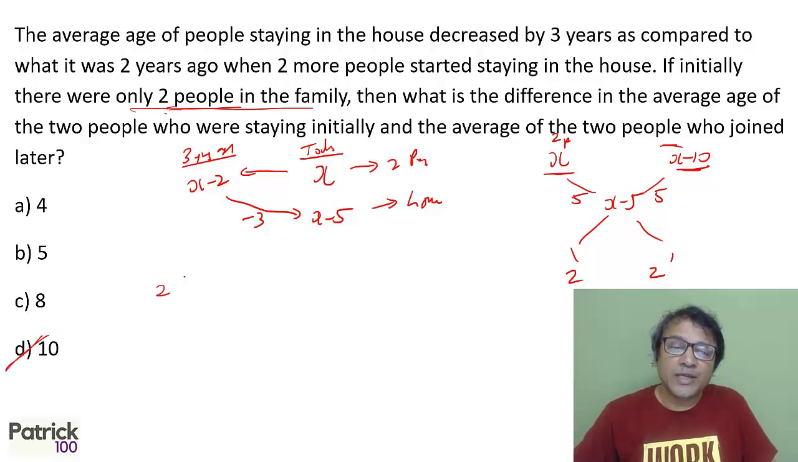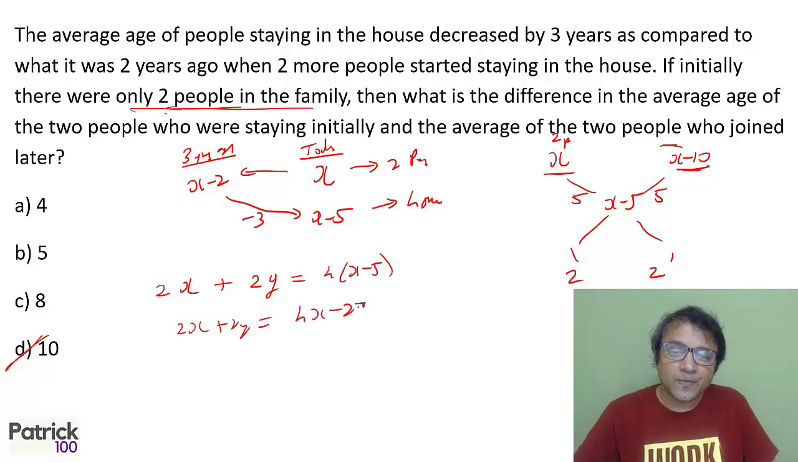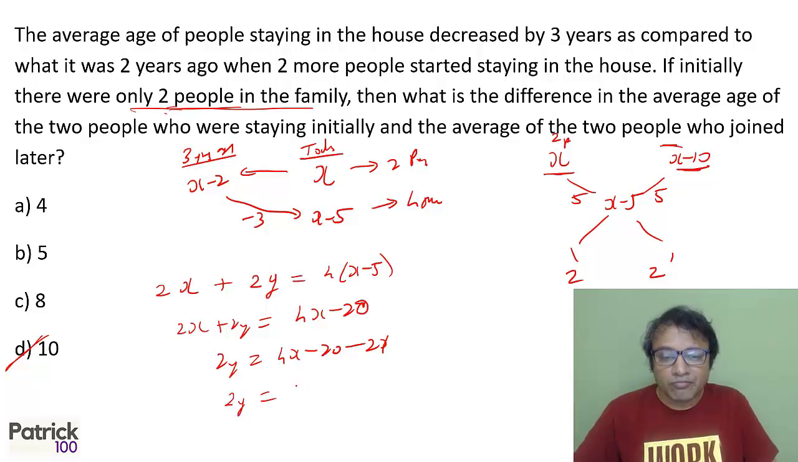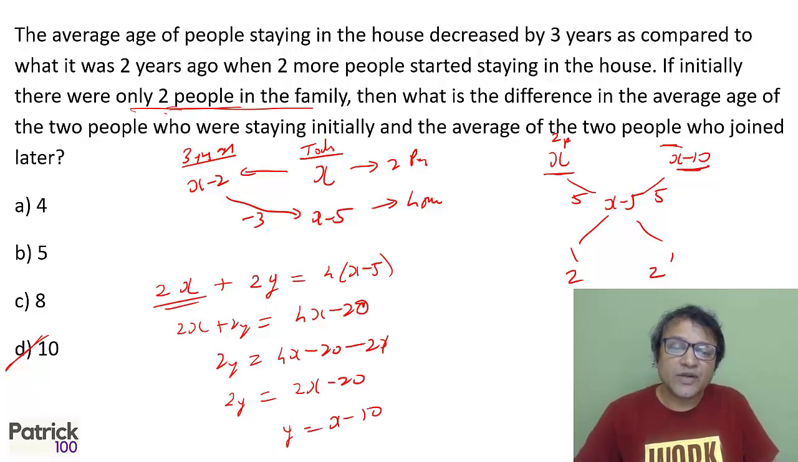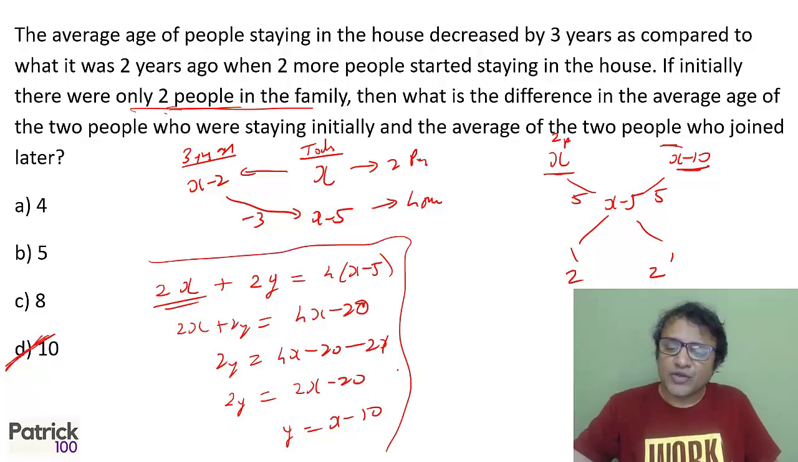Or you can say 2 people with the average of X plus 2 new people, we don't know the average, let's say Y. The overall average becomes 4 into X minus 5 total. This also you can solve. 2X plus 2Y equal to 4X minus 20, or 2Y equal to 4X minus 20 minus 2X, or 2Y equal to 2X minus 20. So the new average Y is equal to X minus 10. Old average is X, so the difference in average is 10. You can solve by equation or by reverse alligation, whichever you are comfortable with.